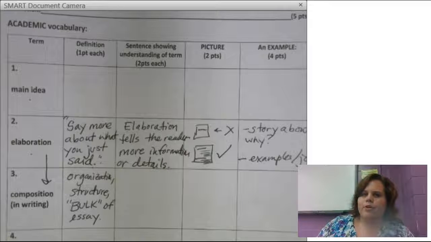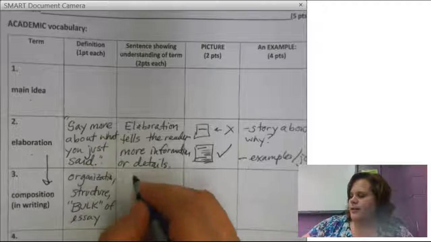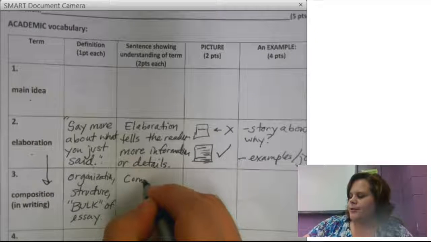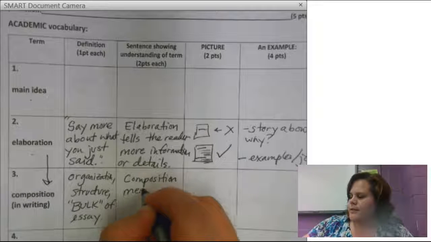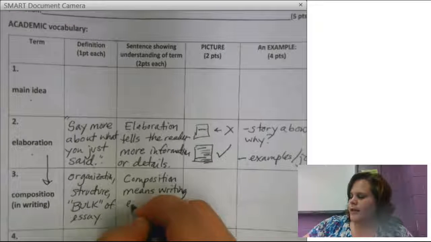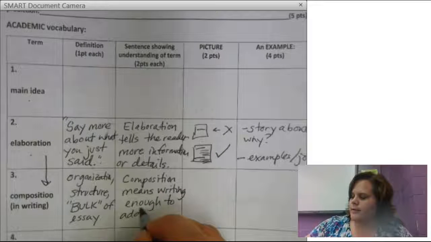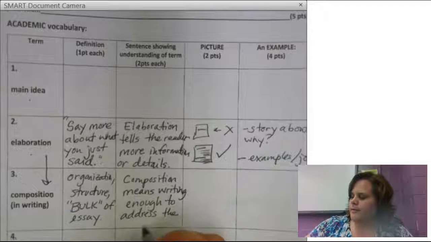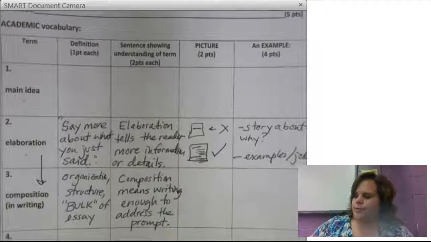This is just your overall, are you saying enough to create the purpose that the writing is supposed to do? For composition, I want you to put composition means writing enough to address the prompt. So this is your thesis statement. It's everything that shows you know what you're talking about.